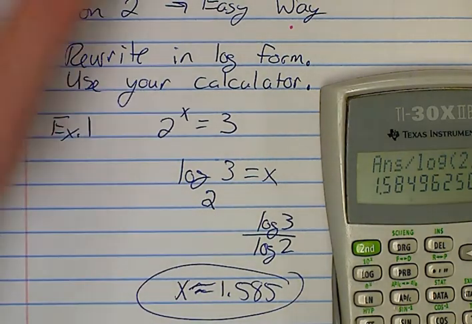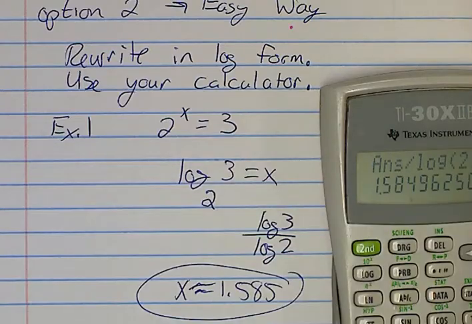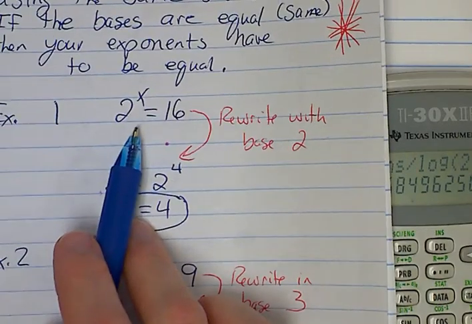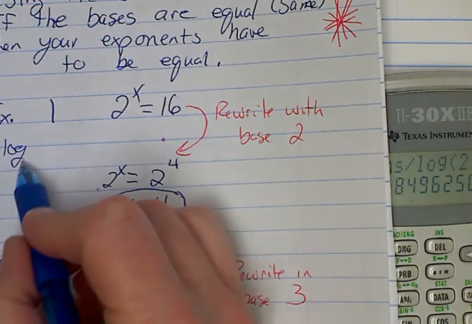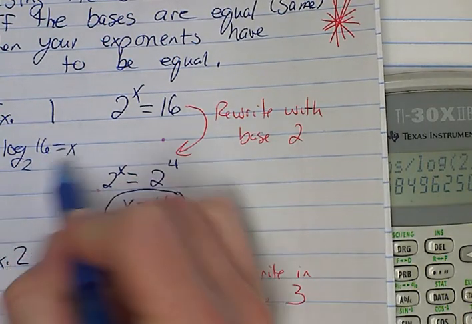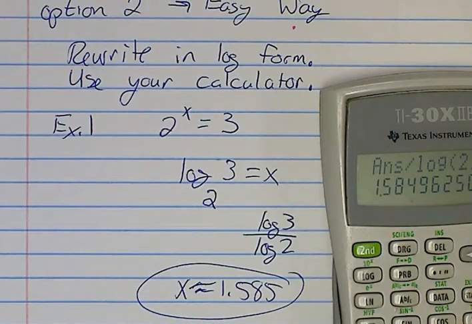And we could even do that back here in the beginning when we did our first couple of problems. Even though they told us to do it with the same bases, we could have taken this exponential problem and rewritten it in log form, because this would have been log of 16 base 2 equals x, and then you've got your answer right there. So if they give it to you in exponential, rewrite it in log. If they give it to you in log, rewrite it in exponential, and you'll get your answers. So just do the opposite of whatever they give to you.